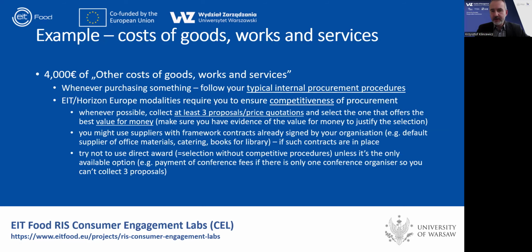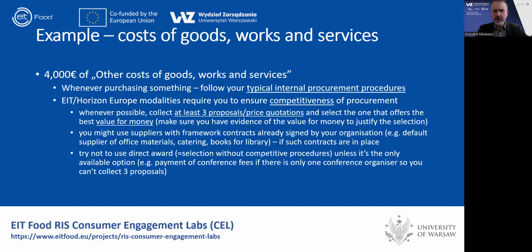Now, again, some basic rules based on experiences from previous years and challenges that we've spotted. First of all, we would strongly encourage you to make sure that whatever you purchase is purchased in ways that ensure some levels of competitiveness. So you collect a number of proposals, you have evidence that you selected the proposal, the supplier that offers the best value for money. In some cases, you might be obliged to follow public procurement regulations. In some other cases, you are not obliged, but still it's better to ensure some level of competitiveness. Otherwise, the auditors might complain about your ways of documenting the purchases.